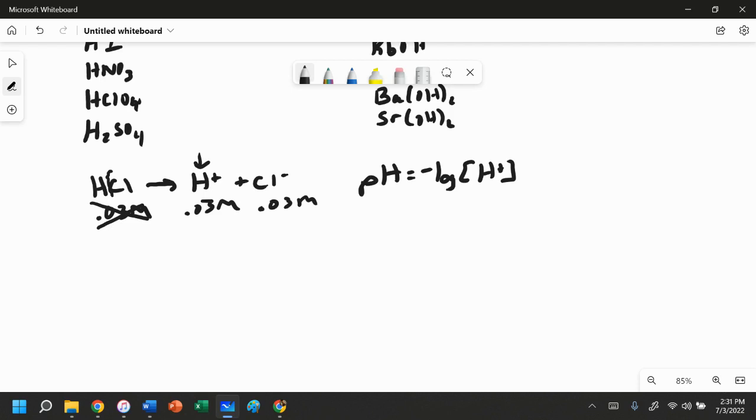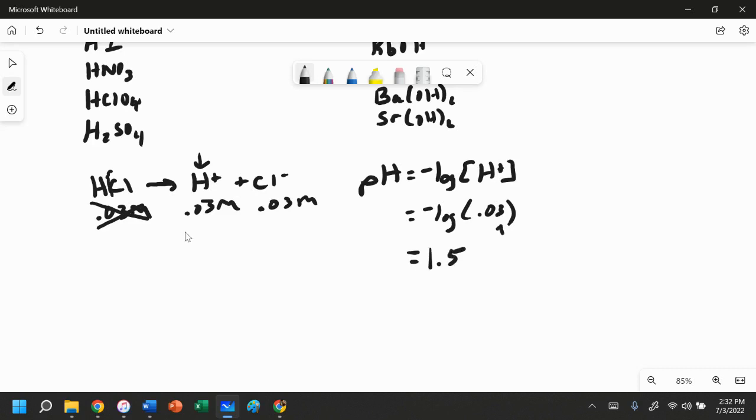Notice if the HCl does not break apart 100%, if we had a weak acid, then we wouldn't know the concentration of H positive because some of the weak acid wouldn't have broken apart. HCl does. All right, so we plug in our concentration of hydronium, which is 0.03 molar, and we take the negative log of that, which is 1.5.